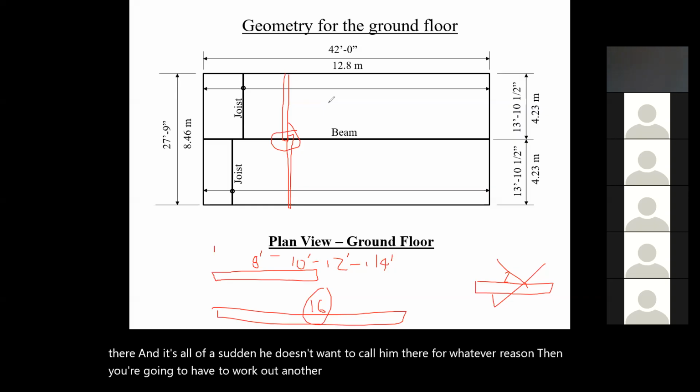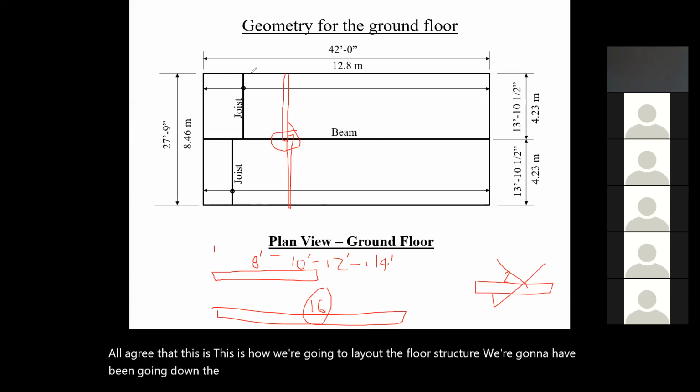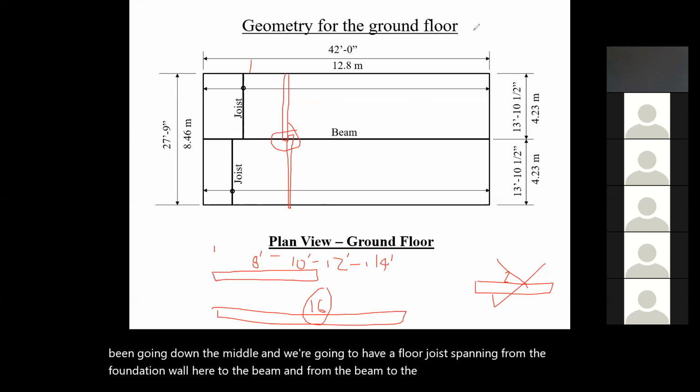Understand? So we all agree that this is how we're going to lay out the floor structure. We're going to have a beam going down the middle, and we're going to have a floor joist spanning from the foundation wall here to the beam, and from the beam to the foundation wall. Okay.